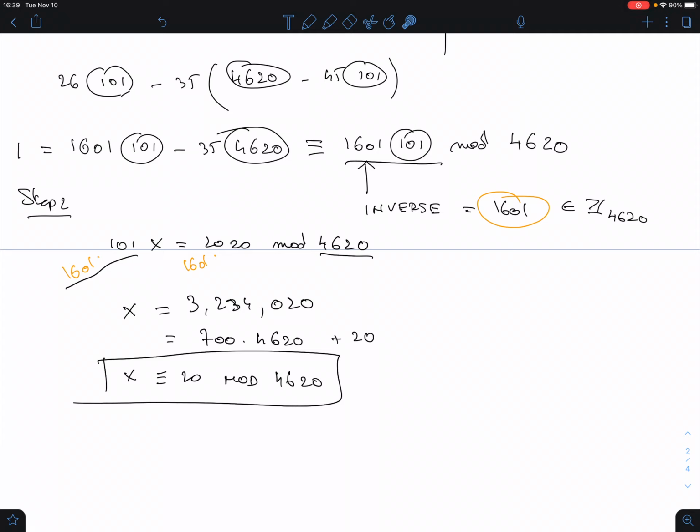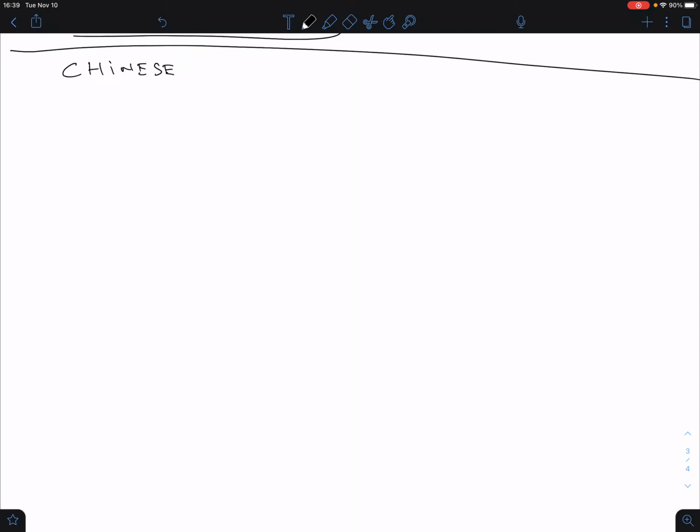Right. Okay. So I'm going to leave a couple of homework problems for you. But I want to go now to another problem on congruences. It's a famous problem. It has actually a name. It's called the Chinese remainder theorem.